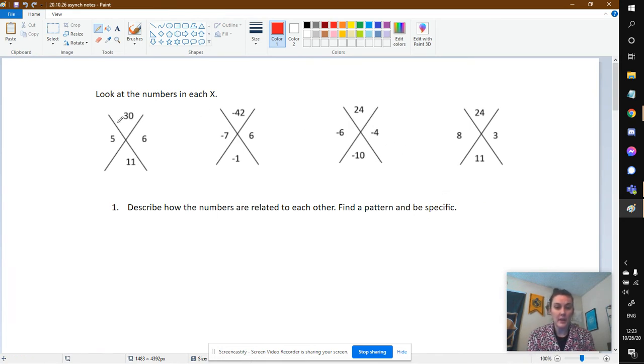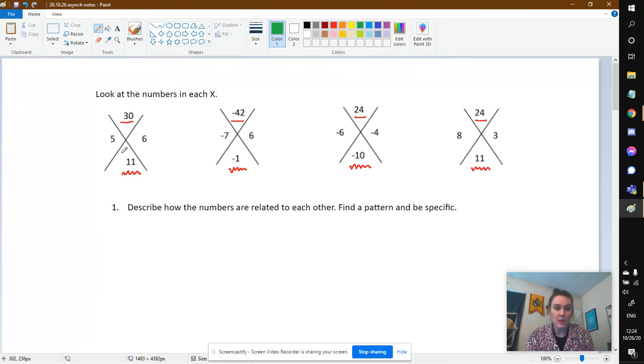Okay, so in this first one, we've got 30 on the top, 5 and 6 on the sides, and 11 on the bottom. Here we've got negative 42 on the top, negative 7 and 6 on the sides, and negative 1 on the bottom. We've got 24 on the top, negative 6 and negative 4 on the sides, and negative 10 on the bottom. And we've got 24 on the top again, this time 8 and 3 on the sides, and 11 on the bottom.